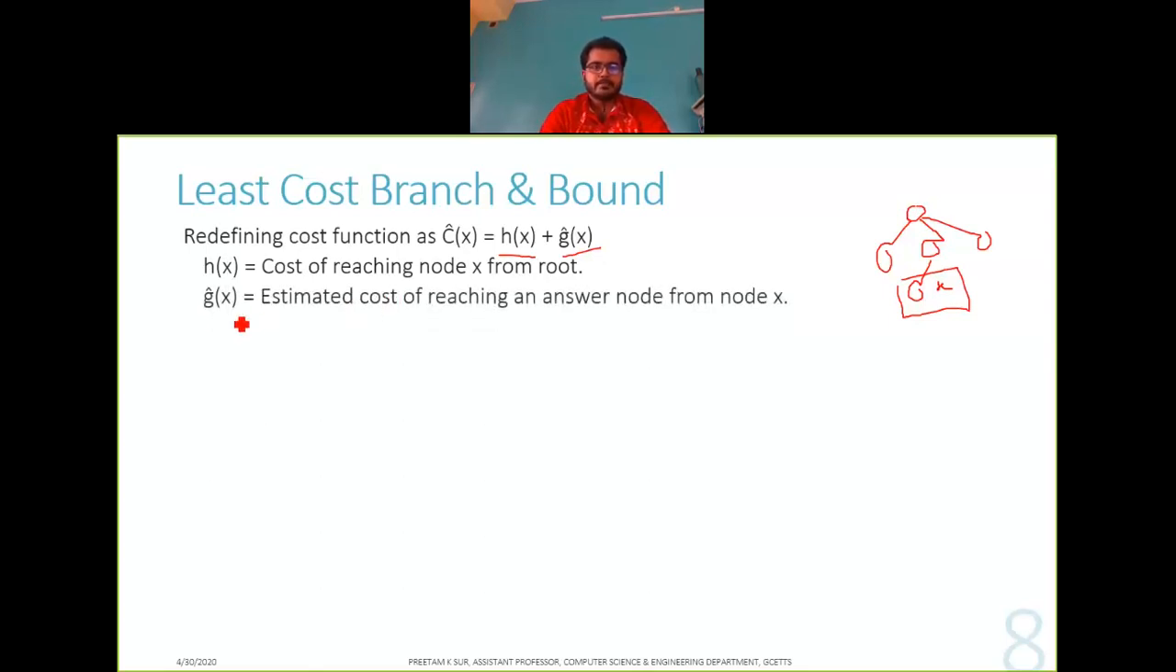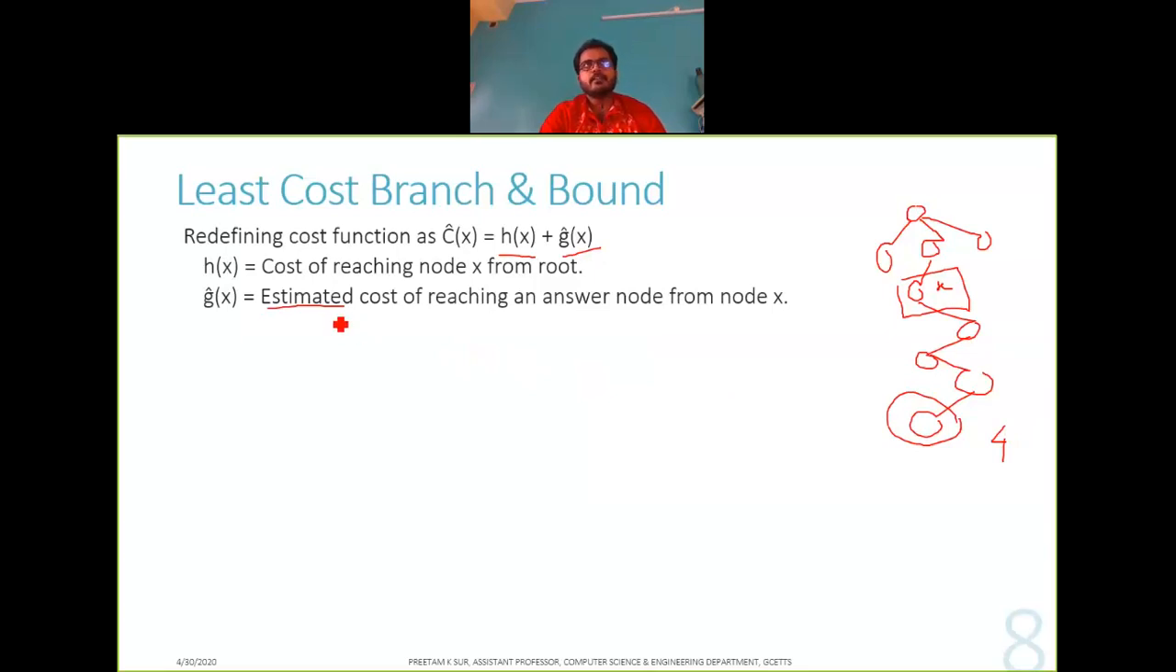Now the thing is g cap x. So g cap x gives us the estimated cost of reaching an answer node from node x. So from node x, how far an answer node can be is given by the estimate. Okay, so suppose this is the path. So here the cost of the estimated answer node will be 4 for this example. But again, gcap gives us an estimated cost. Okay, it does not give us the exact cost. We do not know whether it is exactly after 4 nodes or not. Okay, so we'll now see how this estimation will be done.